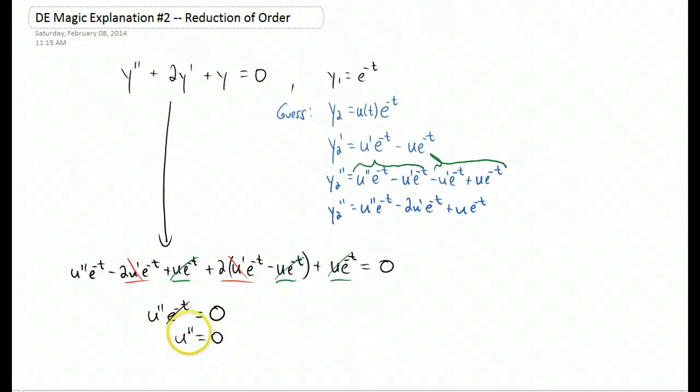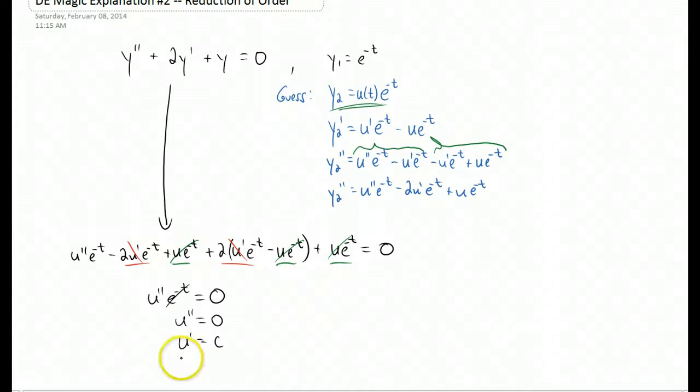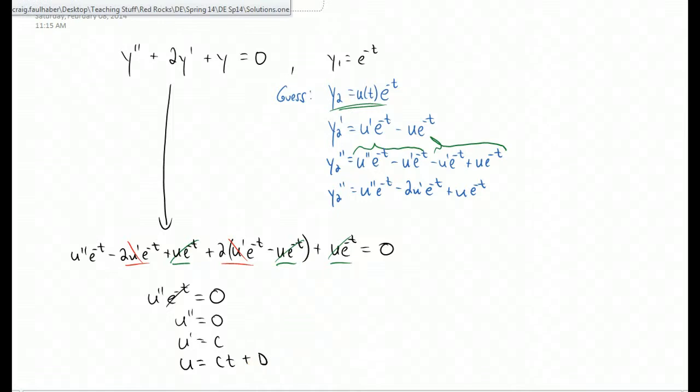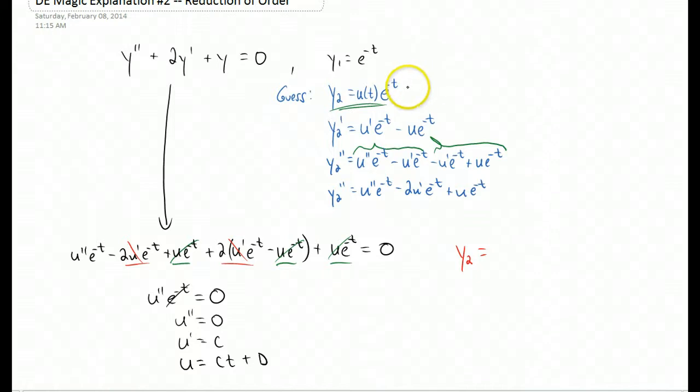u double prime means two derivatives with respect to t, so you can actually integrate. If you integrate once, you're going to get u prime is a constant. If we integrate one more time, again with respect to t, you get u equals c times t plus some other constant. I'll just call it d. Now this is actually great. We have everything we need now to find our second linearly independent solution, y sub 2.